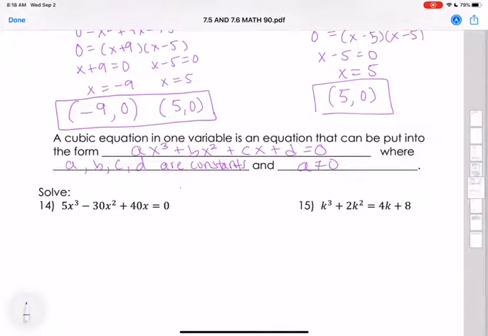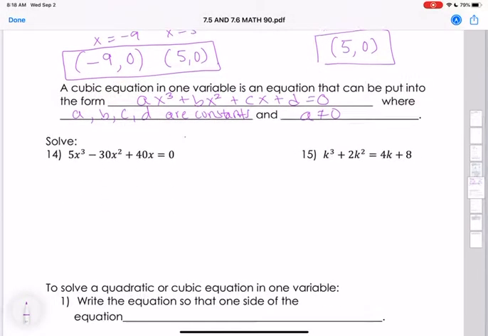So the cubic, it just means that your highest exponent is 3, and a could not equal 0, because if it did, if that first term was 0 instead of a number, it would wipe out the cube and it would just be the squared, right, the parabola. Okay, so now we're going to solve these. So same thing that we've been doing, okay?